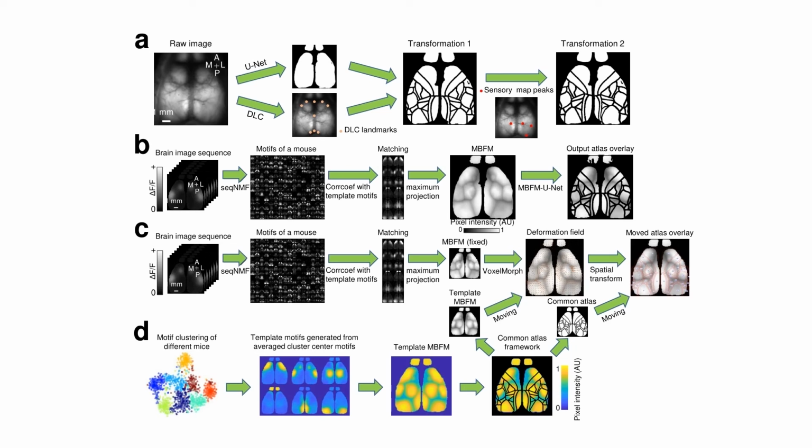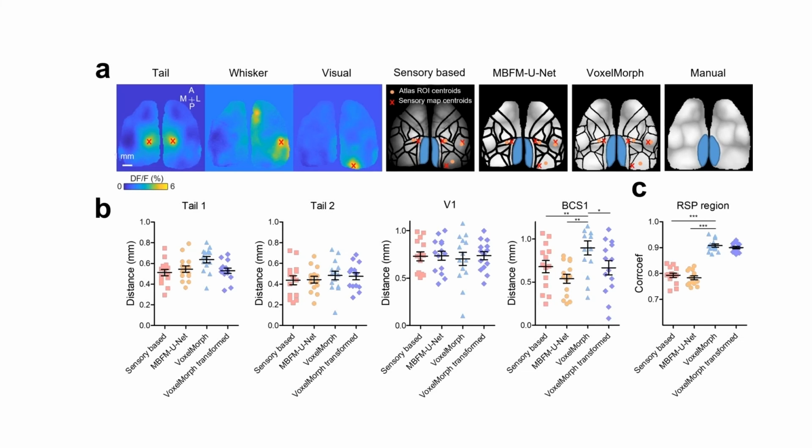We generate a template MBFM that is aligned with an anatomical reference atlas. The deformation field predicted from VoxelMorph can be applied to the reference atlas to fit the functional regions in the input MBFM. To check the performance of these mouse-specific MBFM-based alignments, we compared the predicted location of sensory regions for sensory map-based and VoxelMorph pipelines.